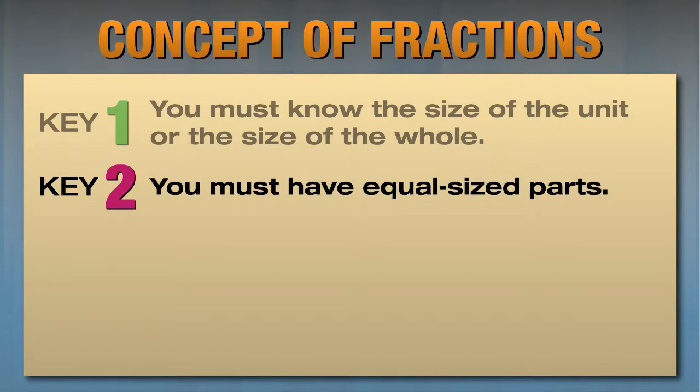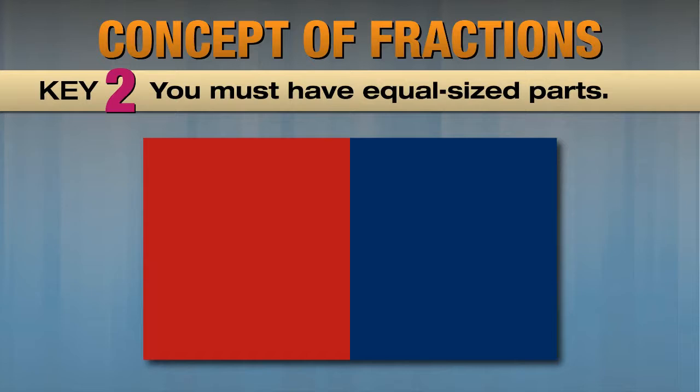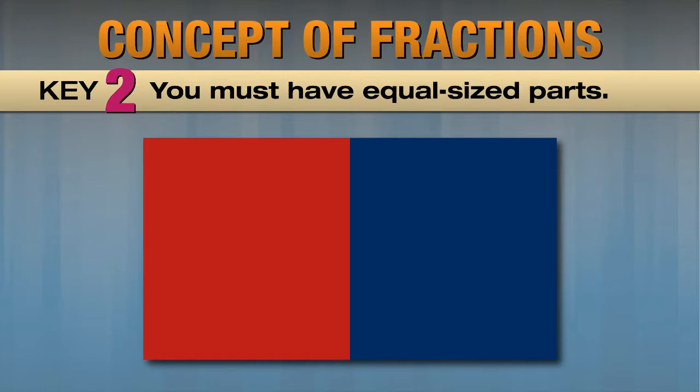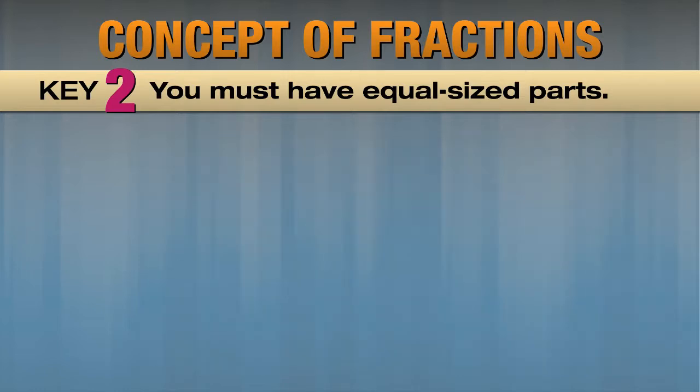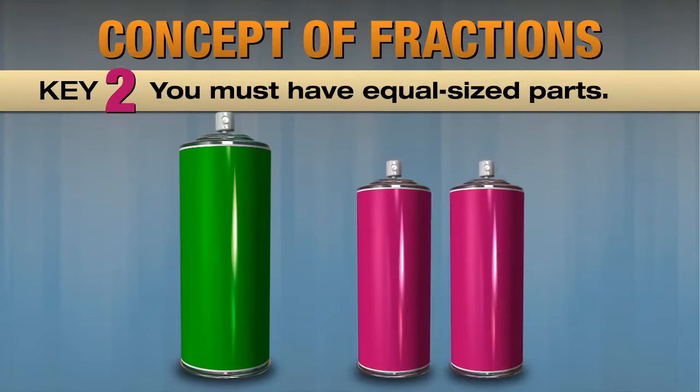Key point 2. When working with fractions, you must have equal-sized parts. When you are looking at 1/2 of something, the whole is made up of 2 equal-sized parts. You can't have one part this big and the other part this big. They need to be equal. Here's a question for you. If Paco emptied 1 large can of green paint and then emptied 2 small cans of purple paint, is 2/3 of the paint he used purple? Be careful. Look, the cans are not the same size. Remember, fractions are made up of equal-sized parts.